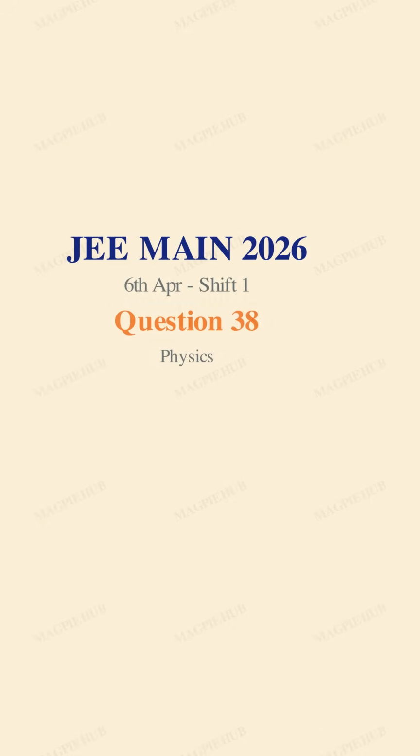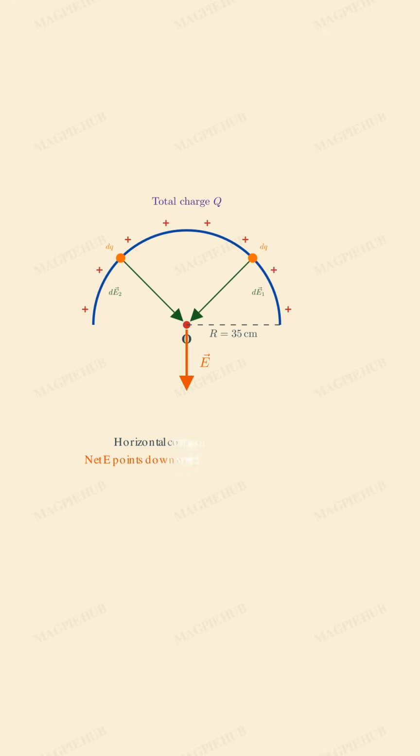JEE MAIN 2026, 6th Apr Shift 1, Physics Question 38. Let us draw the setup. We have a thin semicircular ring of radius r equal to 35 centimeters. The half ring carries a uniform total charge Q distributed along its length. We need to find the electric field at the center of this half ring.